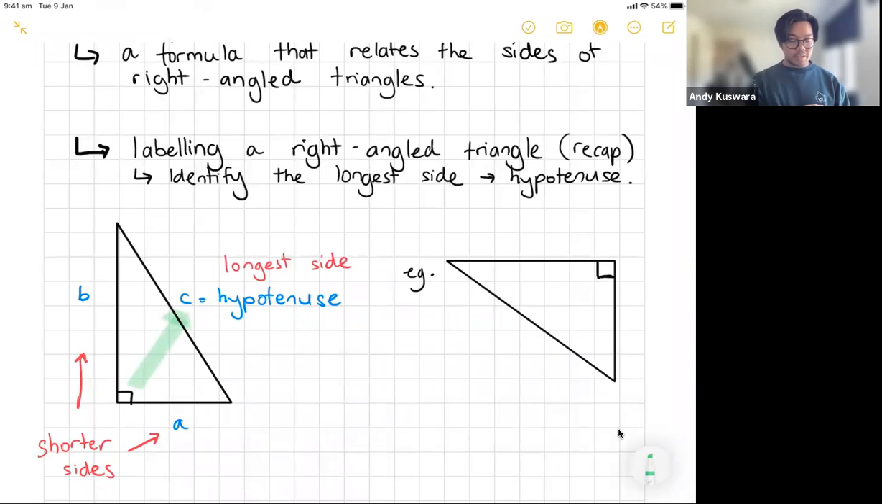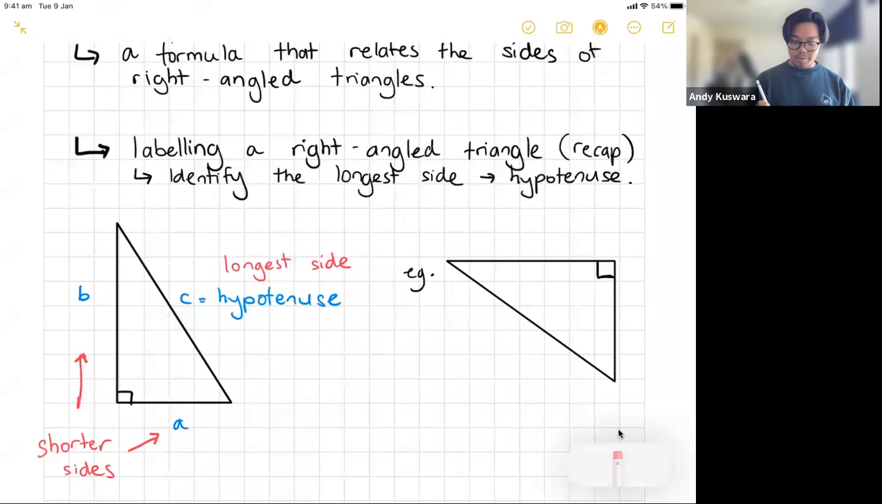So here I've got my right angle, and I've drawn that green line. The furthest line away from it has to be your longest side, and we call that the hypotenuse. I don't know why I keep thinking hippopotamus, but it's hypotenuse. And then your two shorter sides, you've got A and B. It doesn't matter, they're interchangeable, so it could be BA, it could be AB. As long as you can pick out the hypotenuse, you will be pretty safe in this topic.